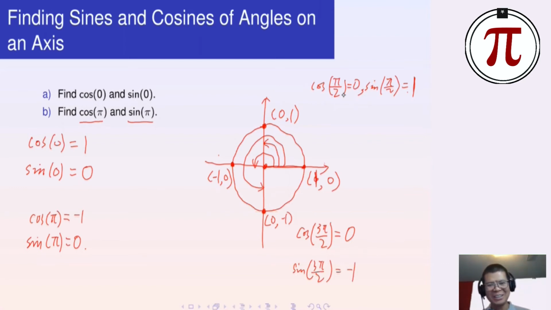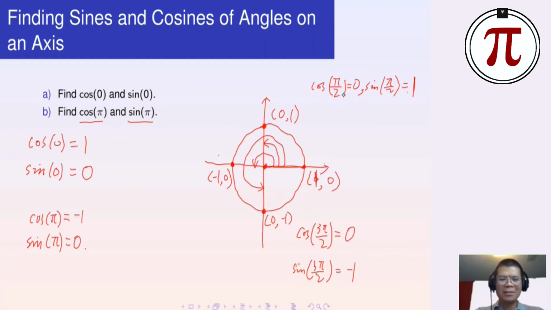All right, I think that's very interesting, right? Based on this unit circle, we can find the sines and cosines of angles on the axis: sine and cosine of 0, pi, pi over 2, and 3 pi over 2. And from these values, we can also find some interesting relations.